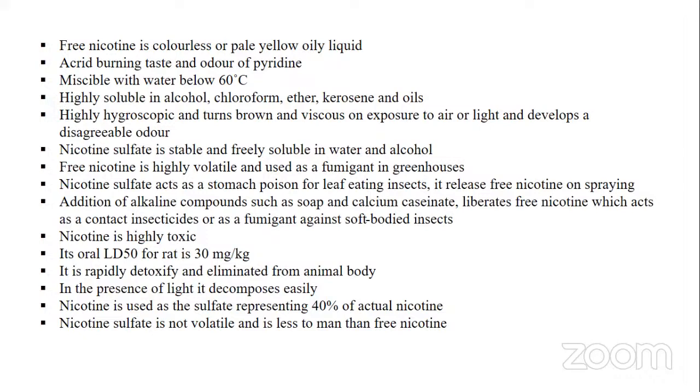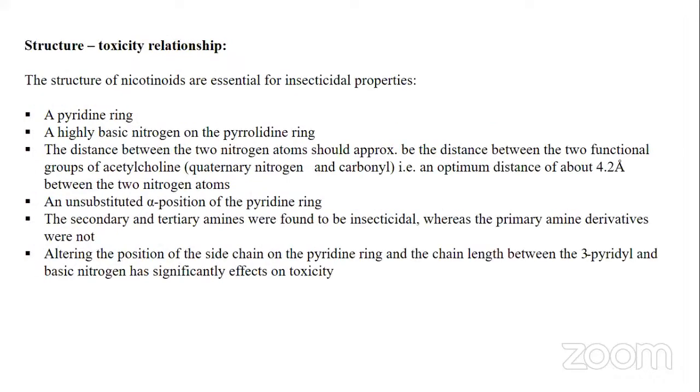Nicotine is highly toxic. Its oral LD50 for rat is 30 mg per kg. It is rapidly detoxified and eliminated from the animal body. In the presence of light, it decomposes easily. Nicotine is used as a sulfate representing 40% of actual nicotine. Nicotine sulfate is not volatile and is less toxic to man than free nicotine. All these are the properties of nicotine, both physical and chemical.